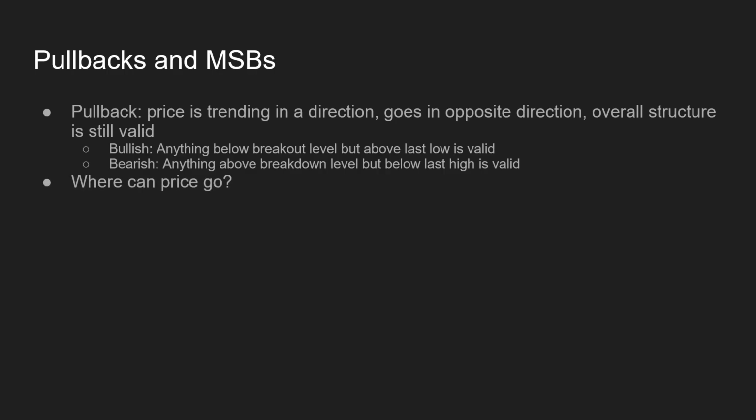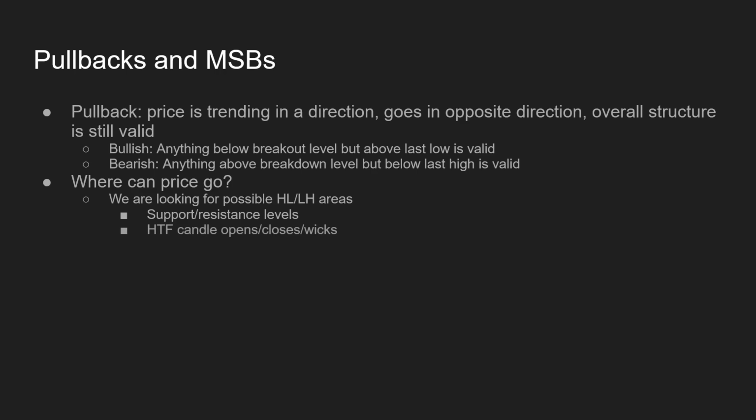Now, the question is, where could price go? We're looking for possible higher lows or lower high areas. This could involve using support and resistance levels, higher time frame candle opens, closes, or wicks. Moving averages is another tool that you could use, Fibonacci levels, and more. There's really no one answer as to planning out or charting out where price could go from these levels. It really depends on what you're looking for and what you use.